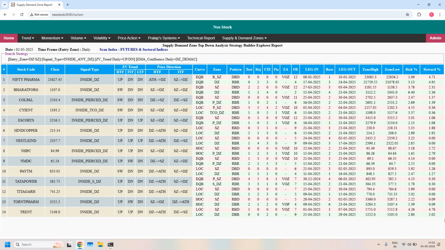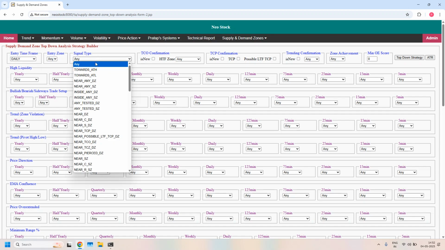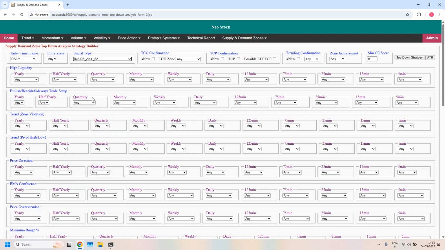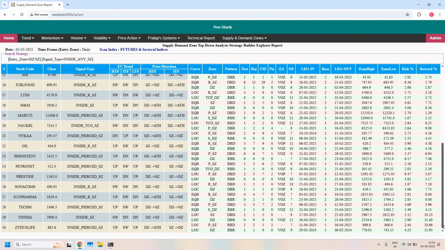Okay, this is about daily demand zone having daily EMA confluence. Next, for daily time frame, let us find the stocks with price closed inside daily supply zone. First 15 stocks in the list. Scrolling the list down. So total 30 stocks are filtered.